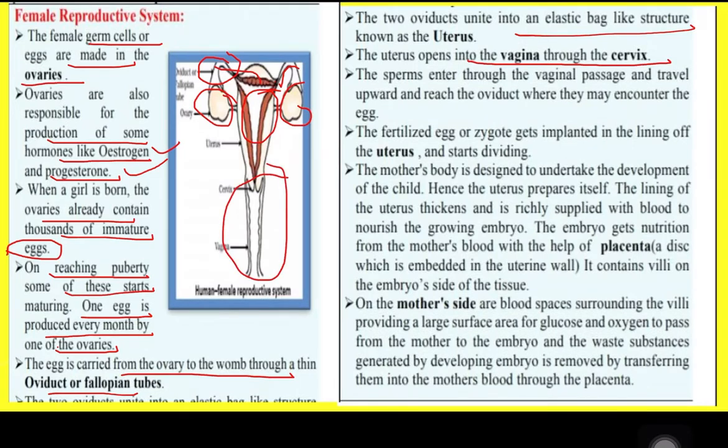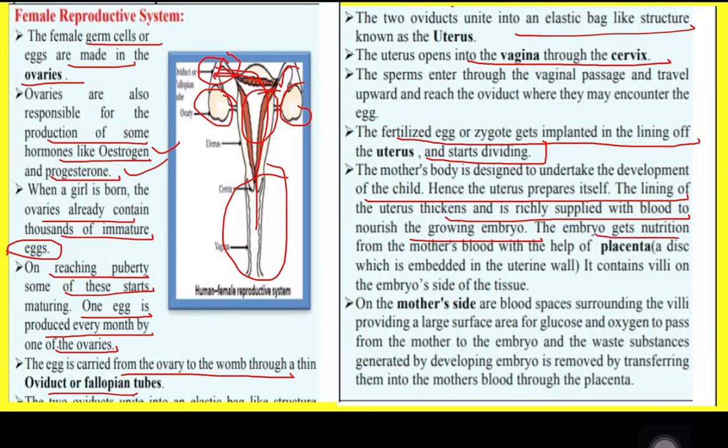The sperm enters through the vaginal passage and travels upward to reach the oviduct. So the sperm, after entering from this side, will go and fertilize the egg at the oviduct. The fertilized egg or zygote gets implanted in the lining of the uterus and starts dividing. The mother's body is designed to undertake the development of the child, hence the uterus prepares itself. The lining of the uterus thickens and is richly supplied with blood to nourish the young embryo. The embryo gets nutrition from the mother's blood with the help of the placenta.